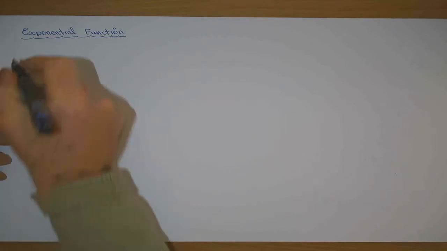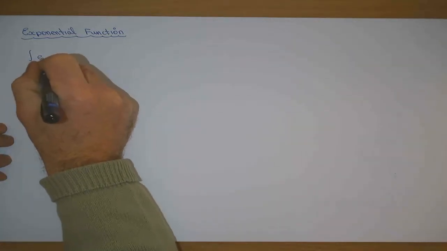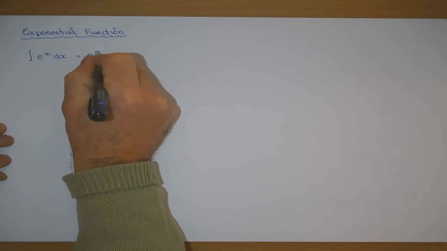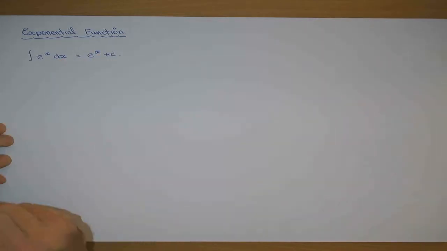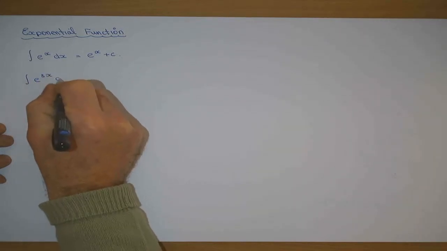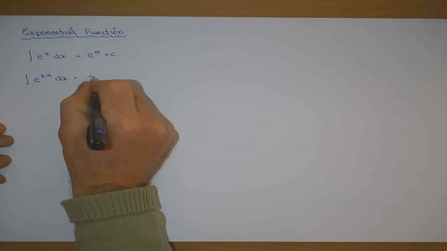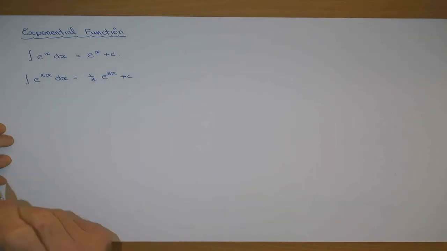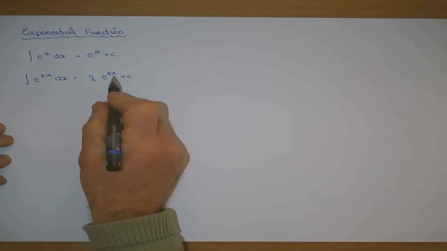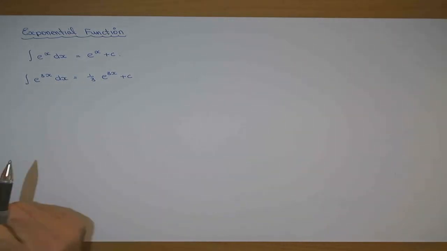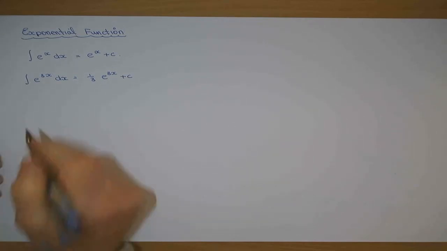Right. Already we've looked at the exponential function. We know the integral of e to the x dx is e to the x plus c. If it's not e to the x, if it's e to the 3x dx, it's equal to 1/3 e to the 3x plus c. So when you integrate e to the 3x, again you get e to the 3x. The third would balance the 3 that you would have had in differentiation.